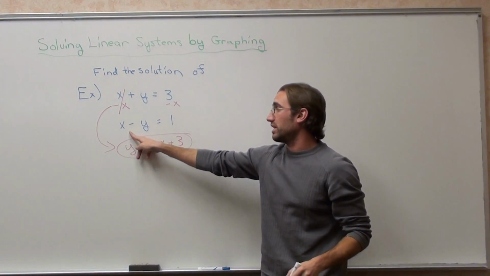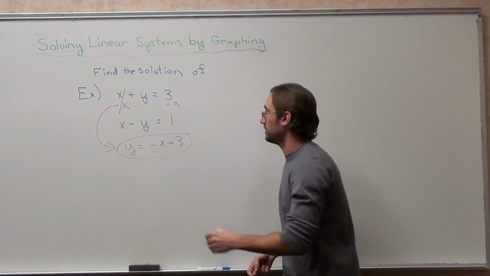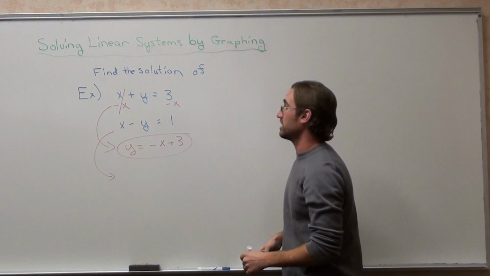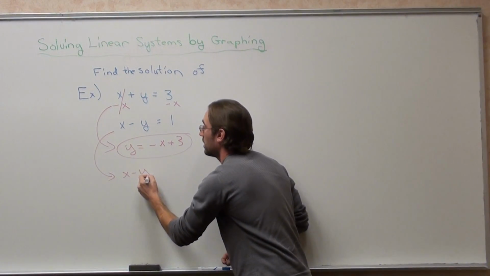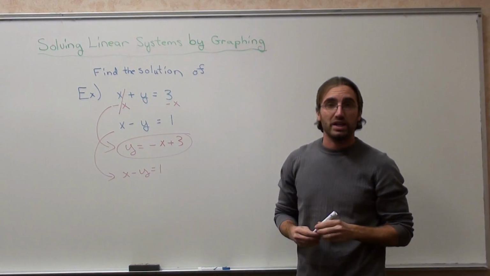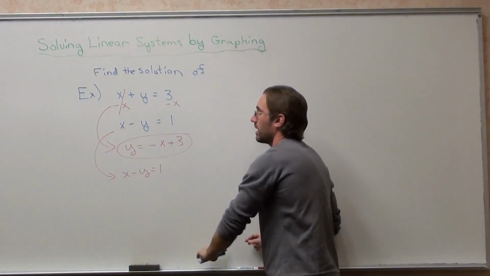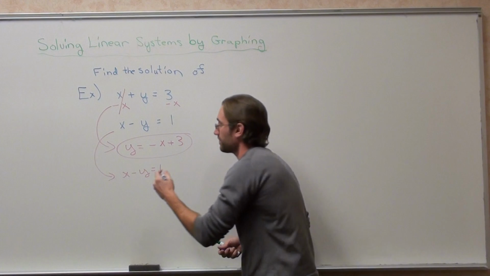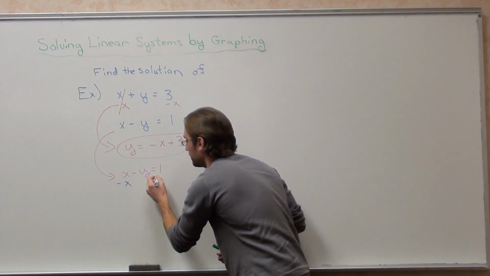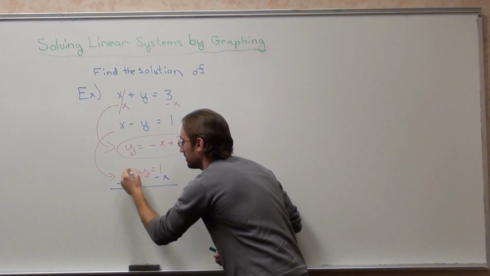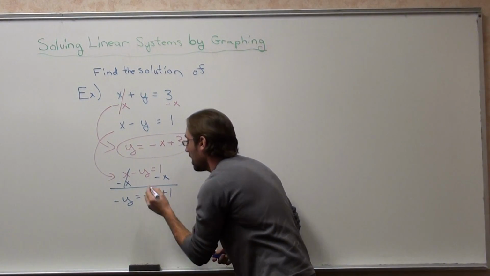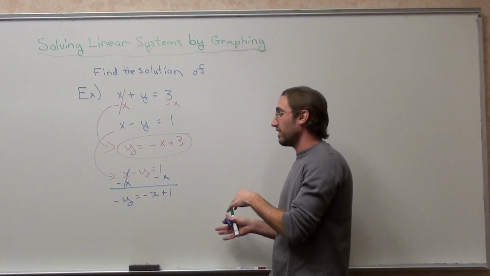Now we're going to solve for y in the next one. x minus y equals 1. So I'm going to go ahead and write an arrow that goes down there so you can see that. x minus y equals 1. There's a few ways to do this, but I'm going to say just subtract x on both sides. And what you get is negative y equals negative x plus 1.